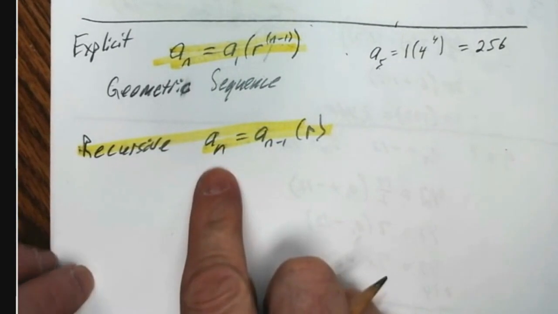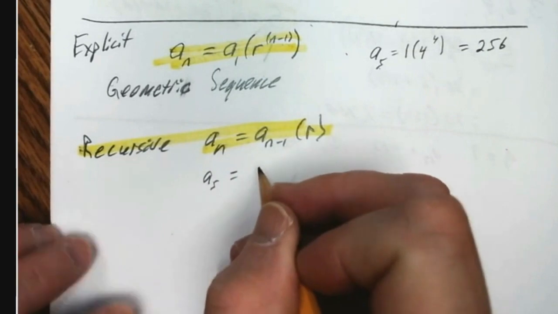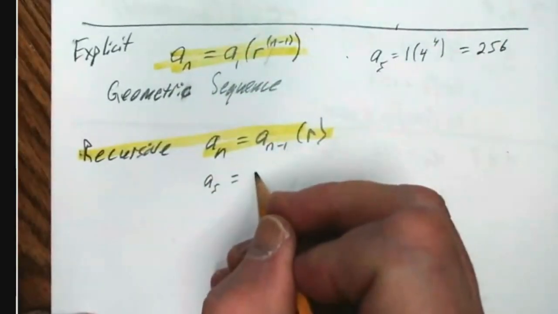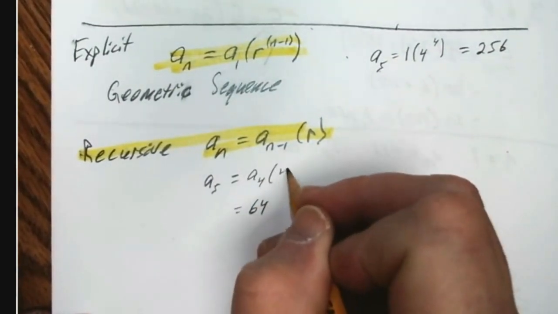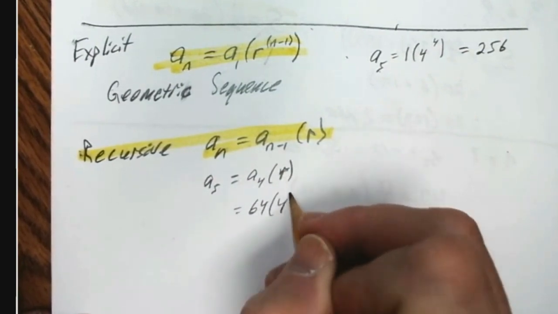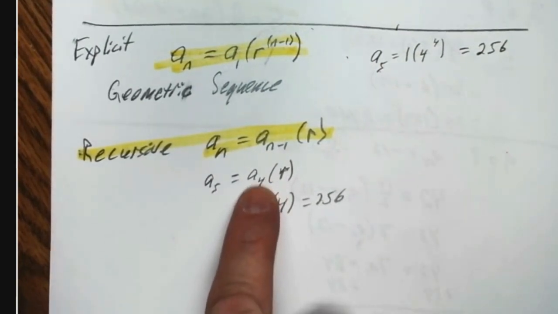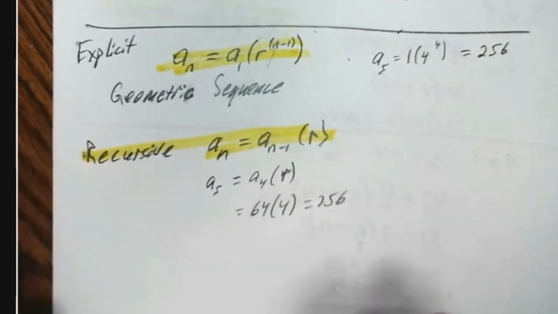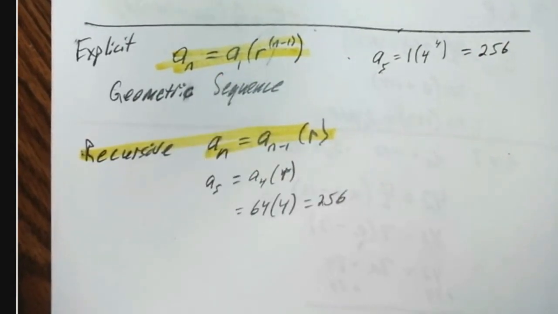In this case, if we want a sub 5, we can take a sub 4, using our formula here, 1, 2, 3, 4. a sub 4 is 64, and we multiply it by our ratio, r, which is 4, to get 256. So you have the recursive formula and the explicit formula for geometric sequences.